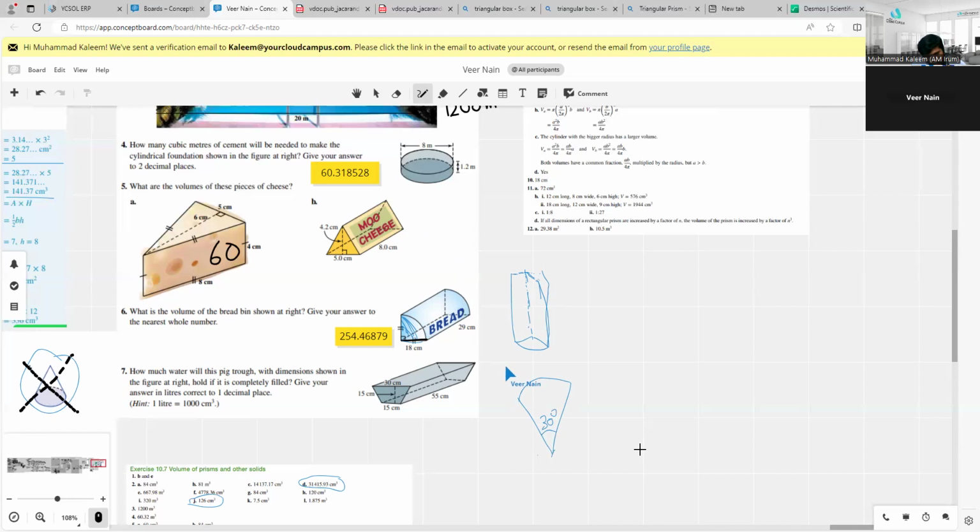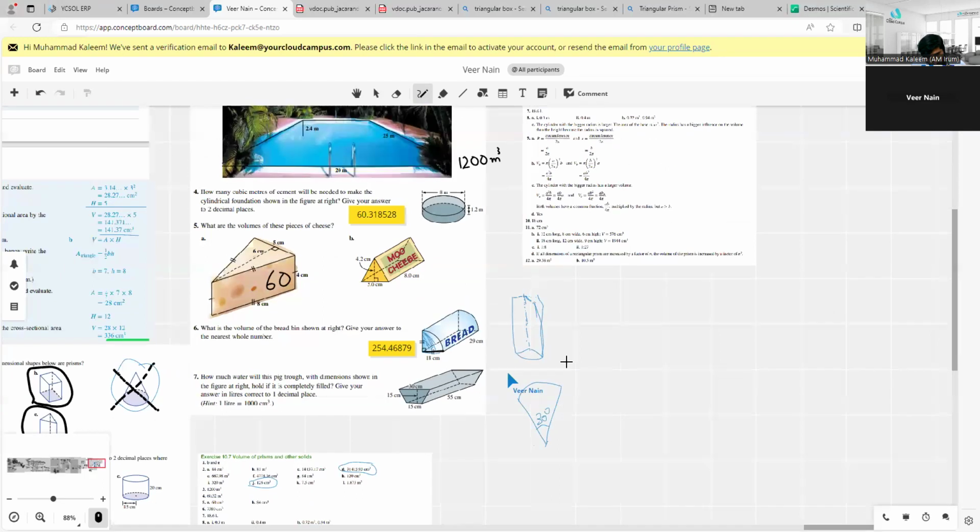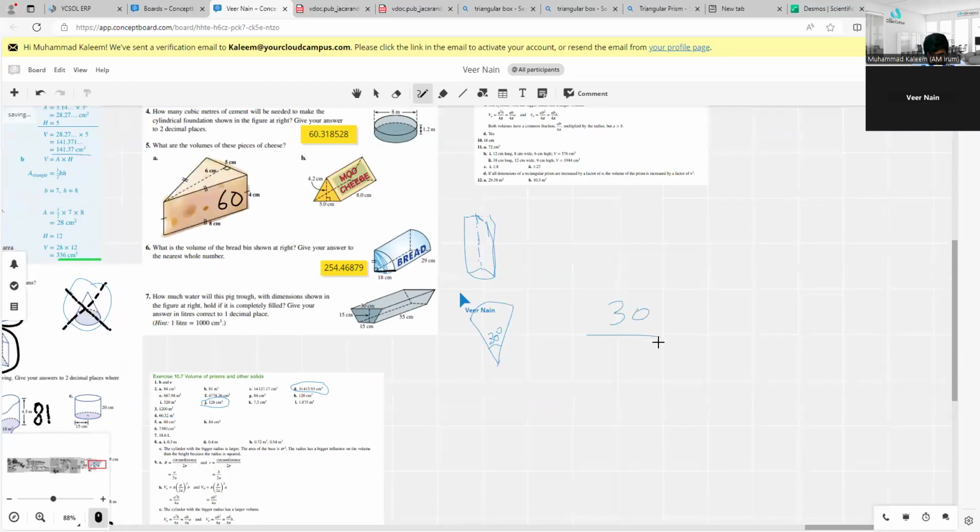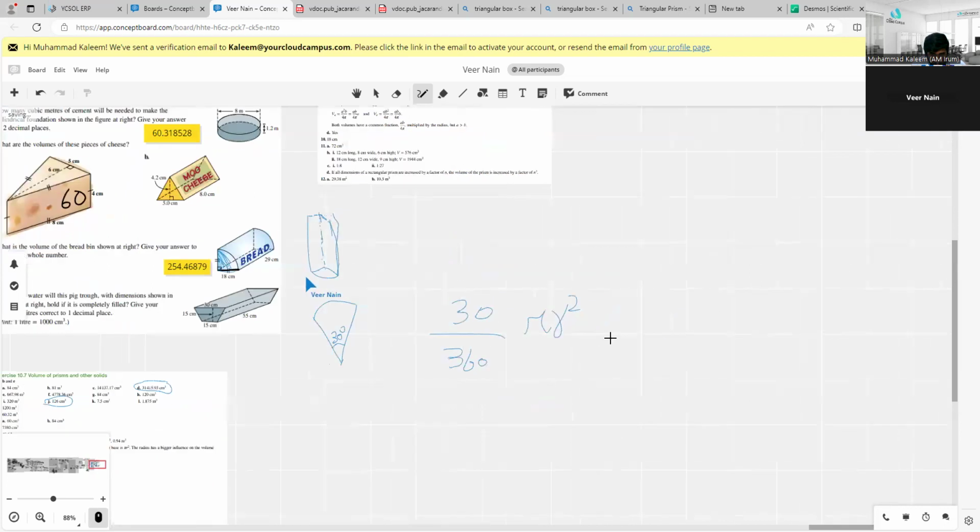Since the circle is 360, wouldn't you have to divide it by the 30? 360 divided by 30? No, 30 divided by 360, basically, times pi r square. I think I told you this formula, theta over 360 degrees. It's a general formula.